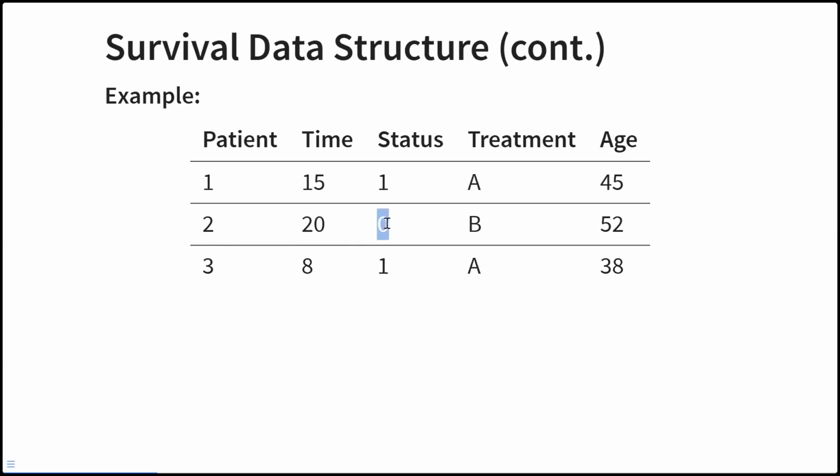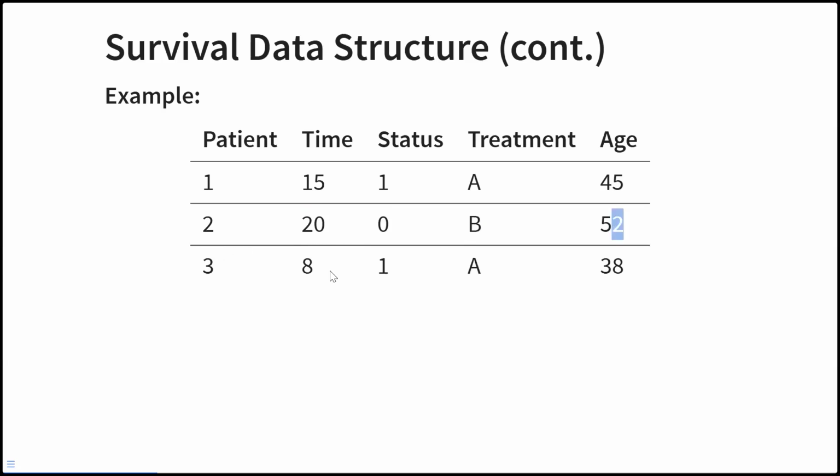So either this particular patient left before the study ended, or the patient actually survived the study, which also means we are censoring that particular patient. So this patient's time was 20. So this 20 might be the time the patient reached before the study ended. And this was the treatment the patient received, and the age of the patient was 52.